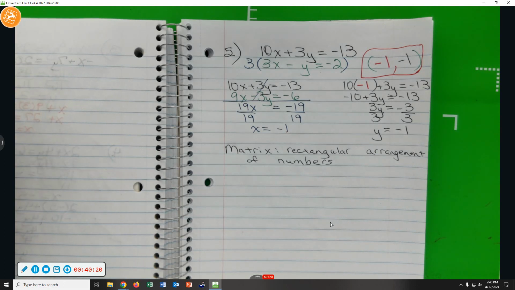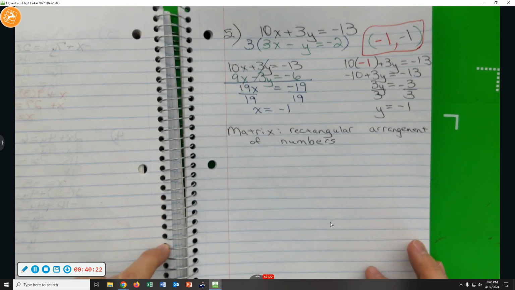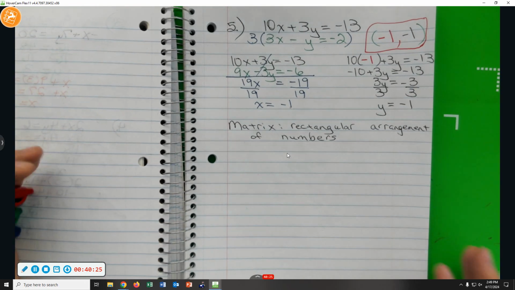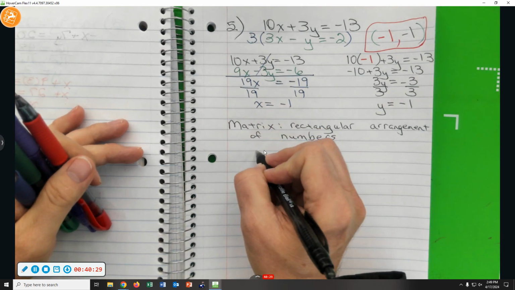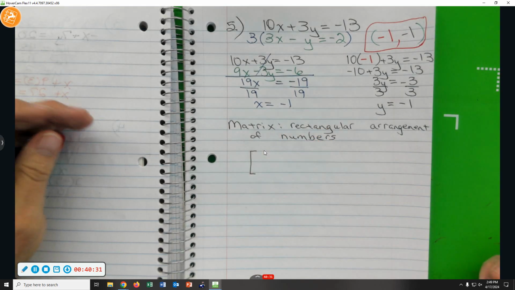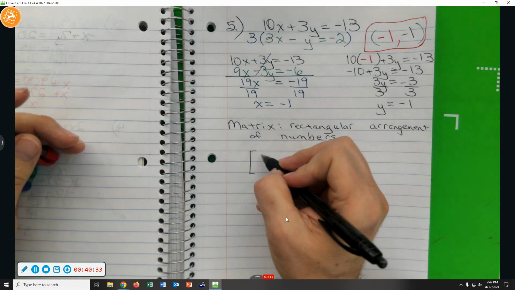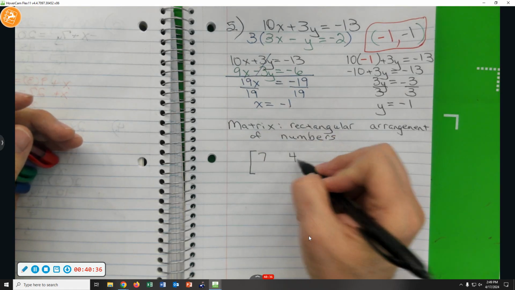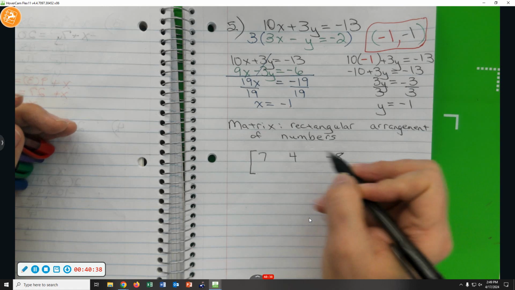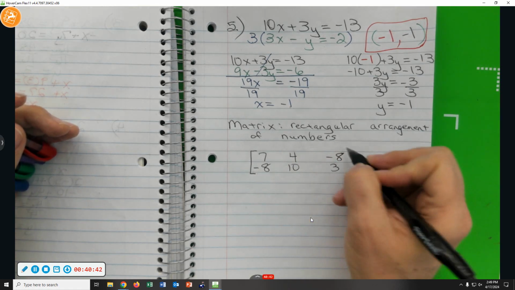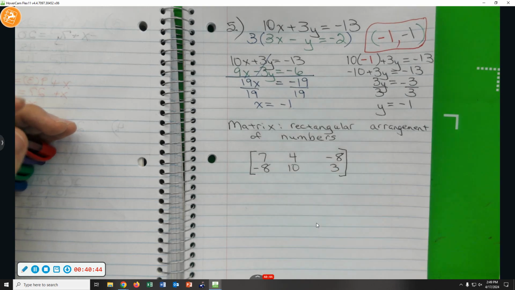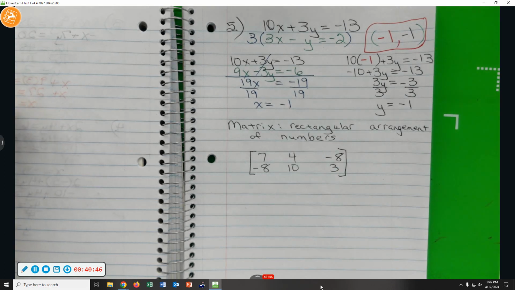Here, we generally enclose a matrix in brackets, like we use on a number line for closed circles. Here's an example of a matrix: 7, 4, -8, -8, 10, 3. That's an example of a matrix. We're just summarizing numbers in a rectangular format.